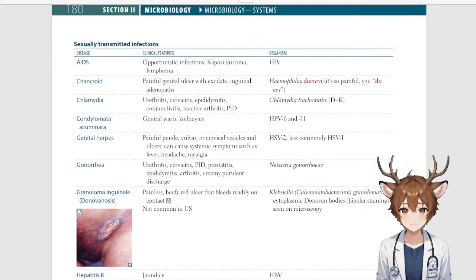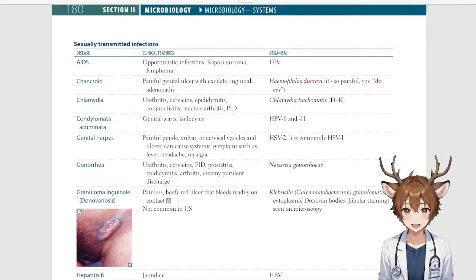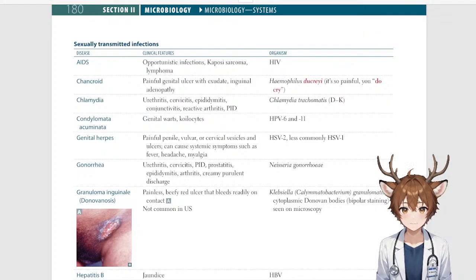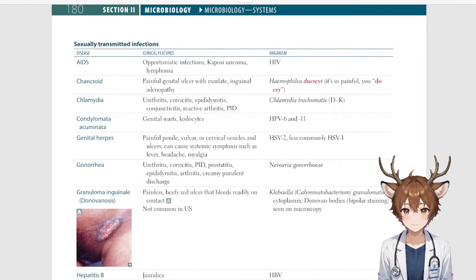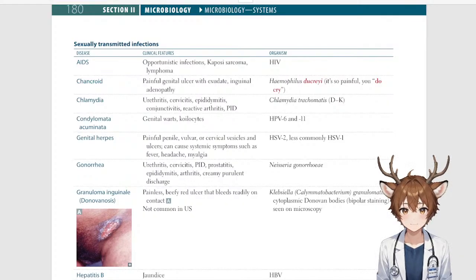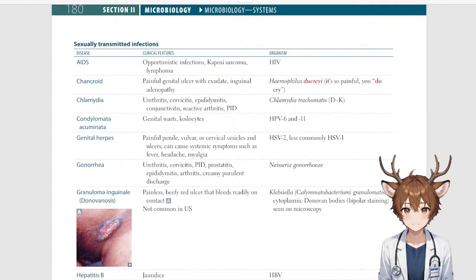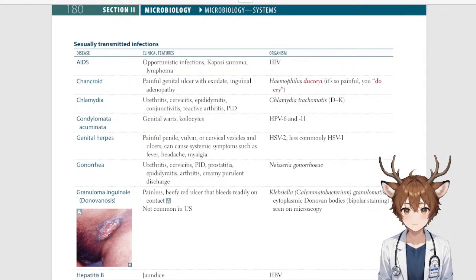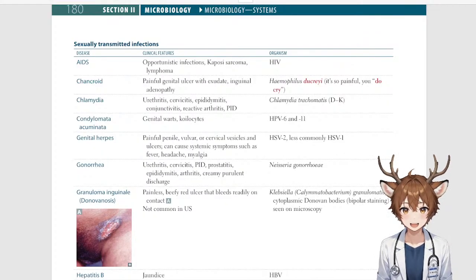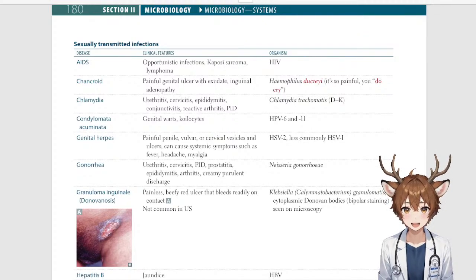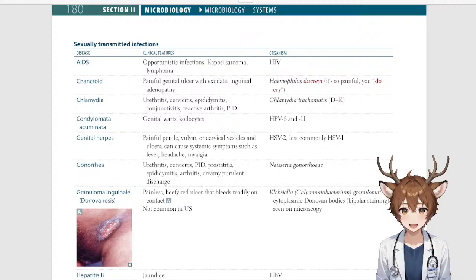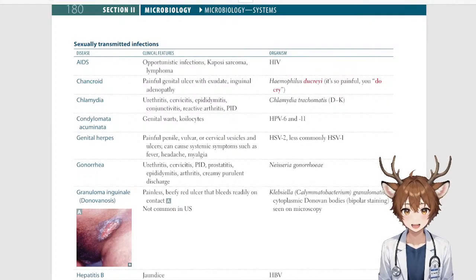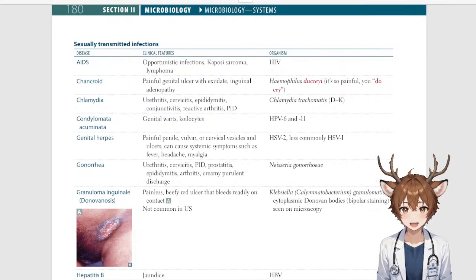Granuloma inguinale, Donovanosis. So granuloma inguinale, painless, beefy red ulcer that bleeds readily on contact, which you can see in the picture there, is uncommon in the United States. It's caused by Klebsiella, which is Calymmatobacterium granulomatis, cytoplasmic Donovan bodies, bipolar staining, seen on microscopy.